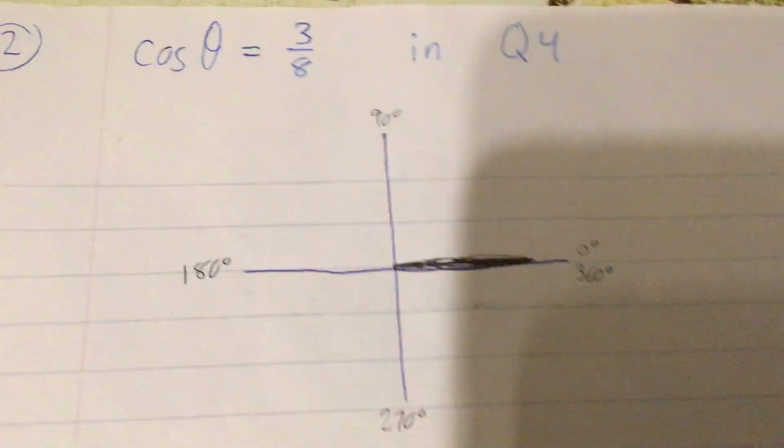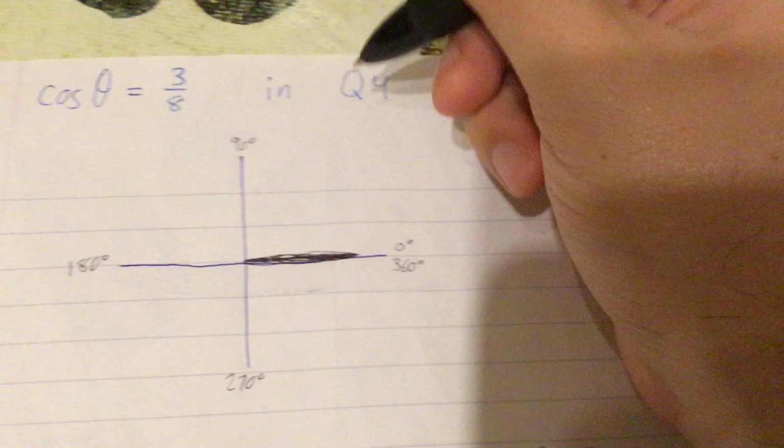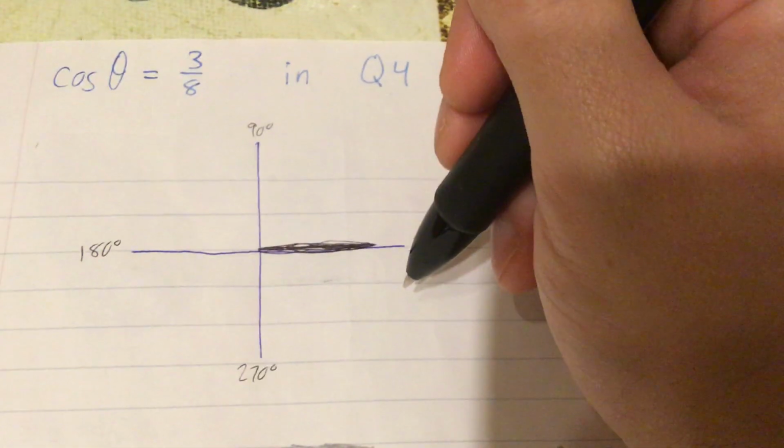Okay. Problem number 2. The cosine of angle theta is 3/8, and we're in quadrant 4. So what that tells me in quadrant 4 is that it's going to be between 270 and 360. So I like to draw a picture. So let me get my pencil.